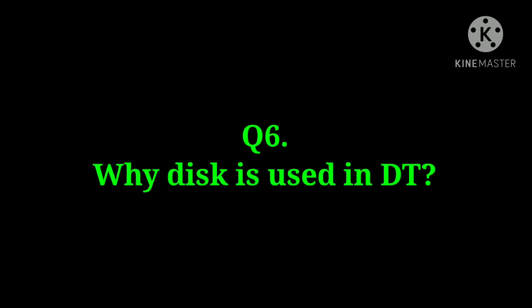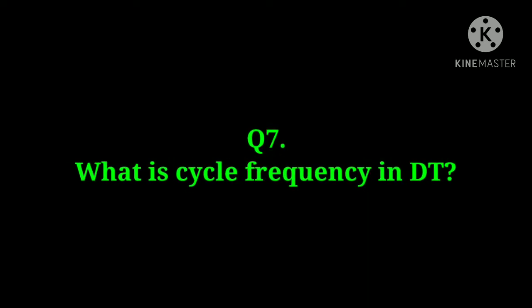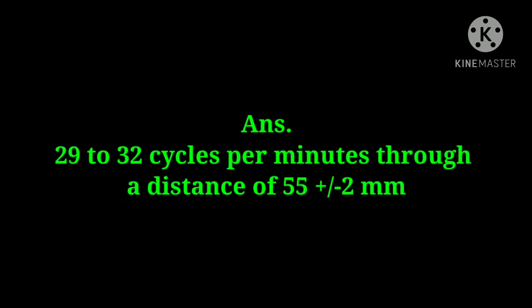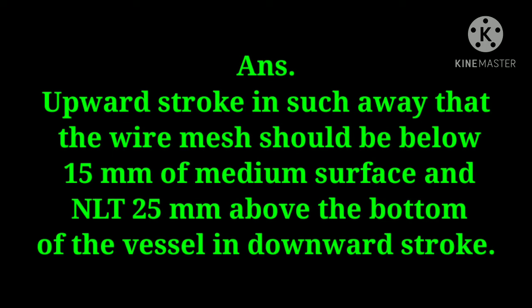Why is a disk used in a disintegration test? To avoid floating of the capsule, a disk is used. What is the cycle frequency in a DT? 29 to 32 cycles per minute through a distance of 55 plus minus 2 mm. What are the upward and downward stroke positions in a DT? In the upward stroke, the wire mesh should be below 50 mm of the medium surface, and not less than 25 mm above the bottom of the vessel in the downward stroke.